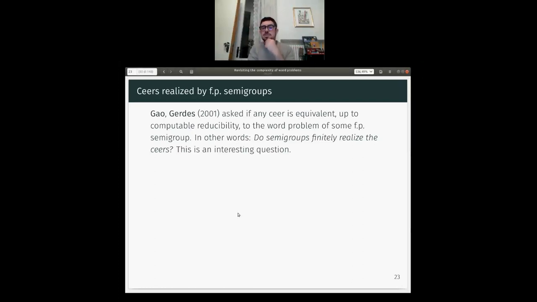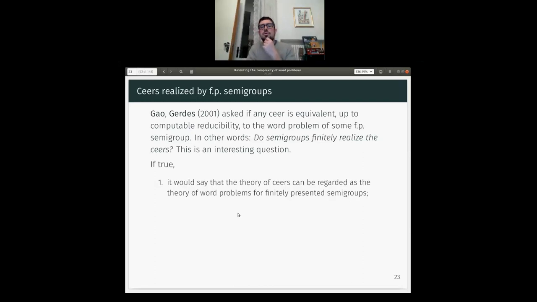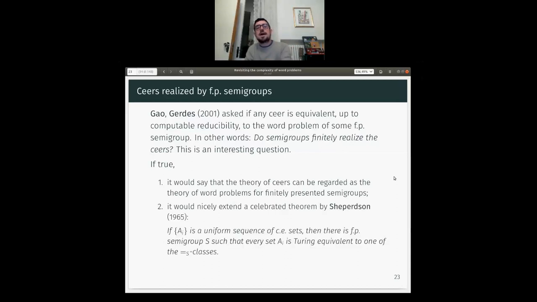And I think that's an interesting question. Because if true, it would say that the theory of spheres is basically nothing else, up to coding, than the theory of word problems for finitely presented semigroups. And moreover, in a sense, it would nicely extend a wonderful theorem by Shepherdson that is extending Post and Markov's solution. It says that if you have a uniform sequence of c.e. sets, then you can encode them in the equivalence classes of the word problem of a semigroup plus something else.